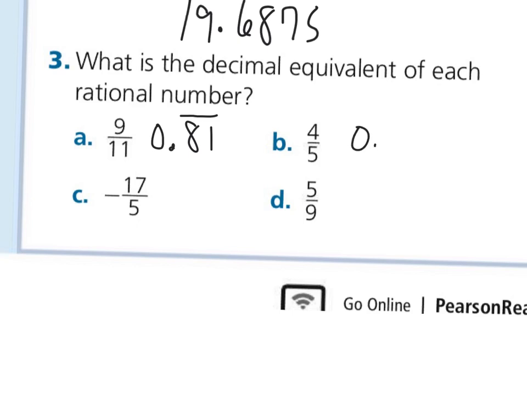Part B is 8/10. So negative 17/5 comes out as negative 3.4. And part D, that one comes out as 0.5 repeating. Again, the calculator is going to put a 6 at the end. That's just rounding that last digit up is all that's happening there.